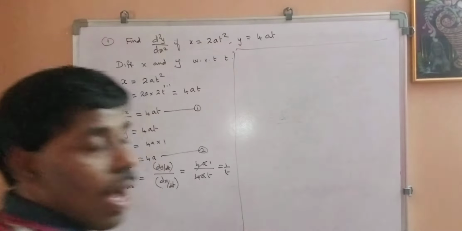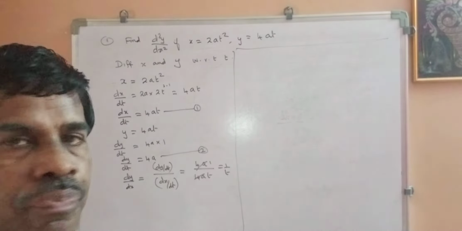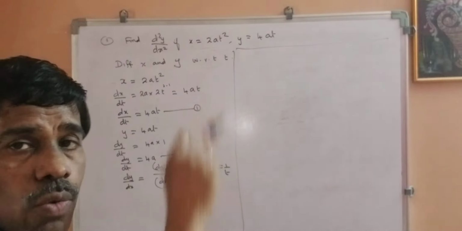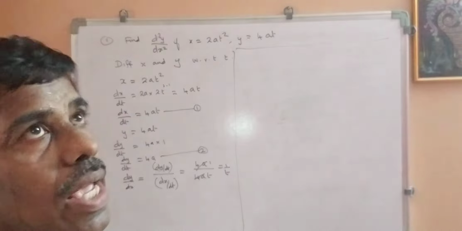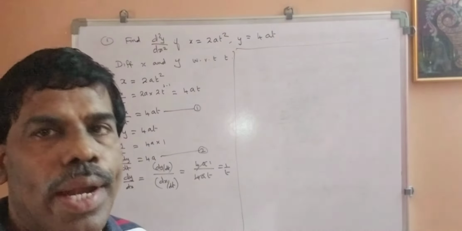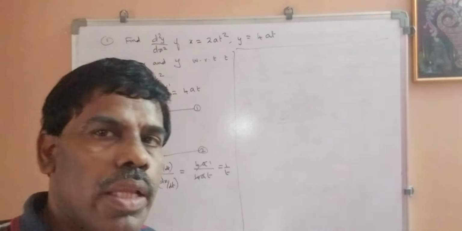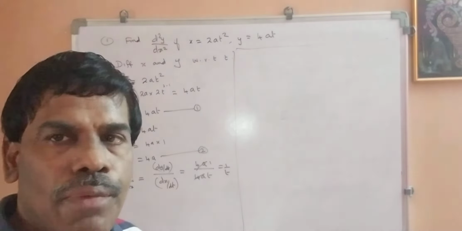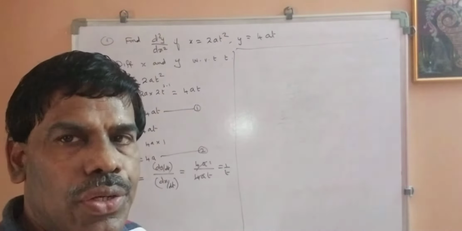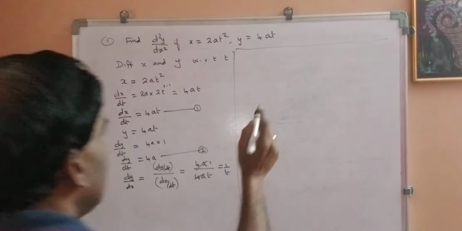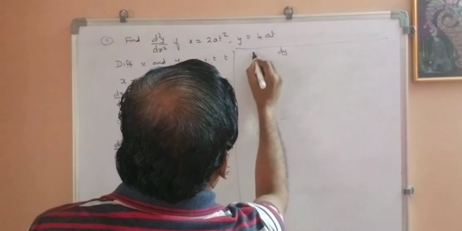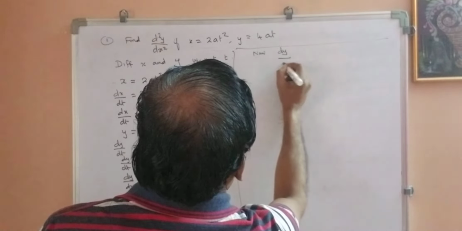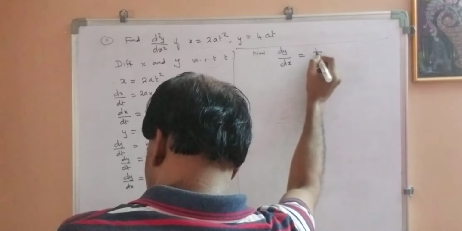So, I think now you understood. See, you have got x and y. You have differentiated x with respect to t. So, you got dx by dt. And then y is also a function of t. That also you have differentiated. So, you have got dy by dt. Now, you have got dy by dx. Now, dy by dx equal to 1 upon t.